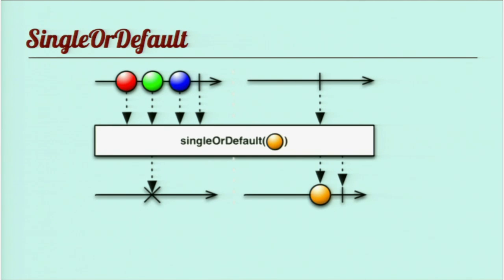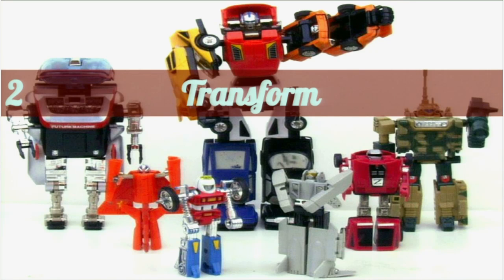So we saw a little bit of blocking, single or default, this kind of thing. Let's talk about transforming your data.